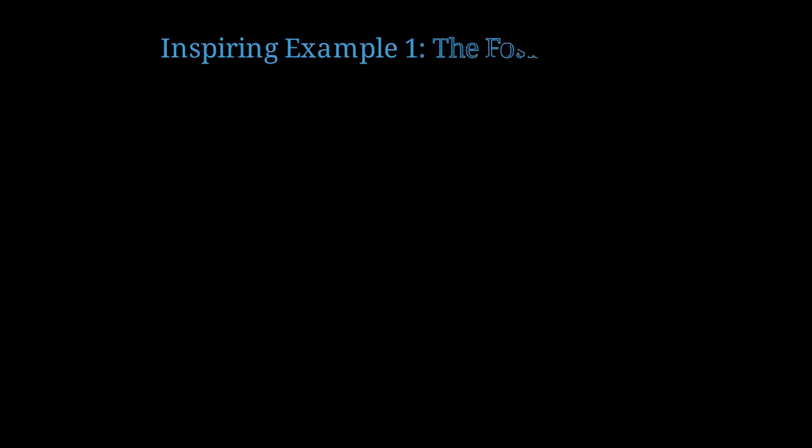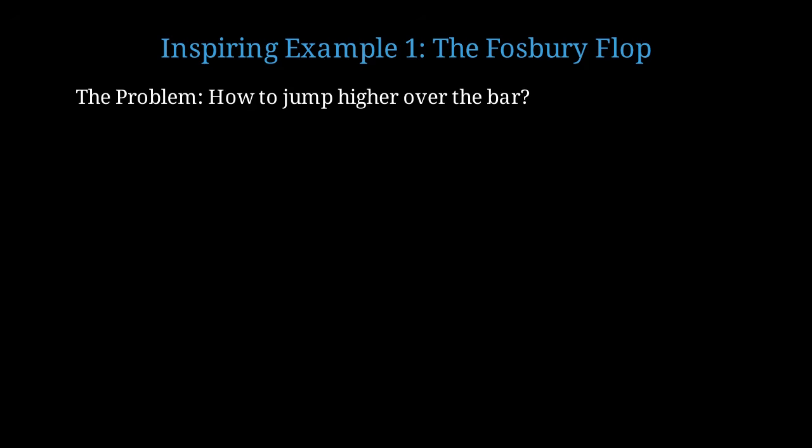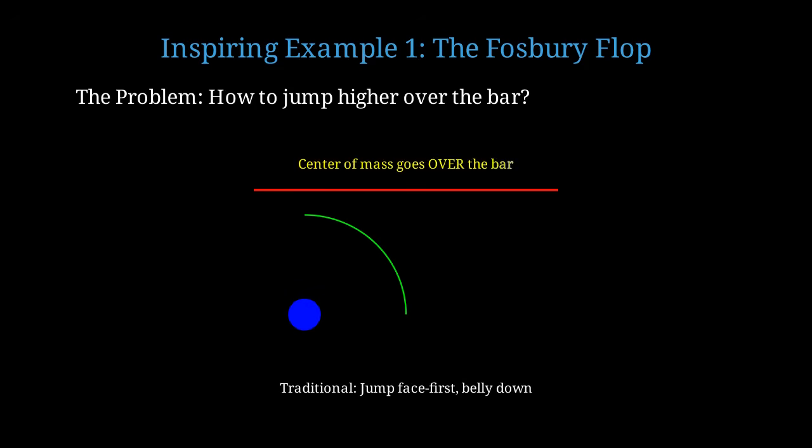Now let's look at an inspiring real-world example of TRIZ thinking. In 1968, Dick Fosbury revolutionized high jumping with what became known as the Fosbury Flop. The problem was simple: how can an athlete jump higher over a bar? For decades, athletes used techniques like the scissors kick or the straddle method. In traditional methods, athletes would go over the bar face first, with their belly facing down. This meant their center of mass had to go over the bar, requiring tremendous force.